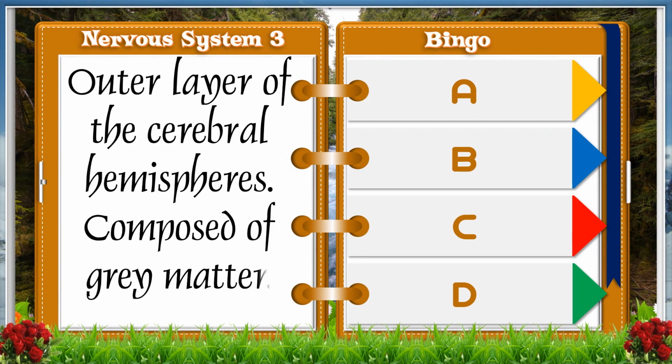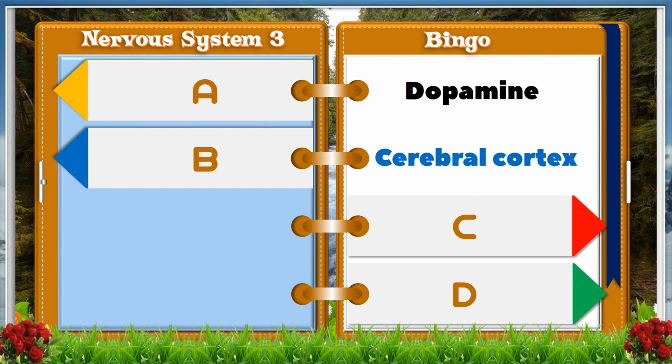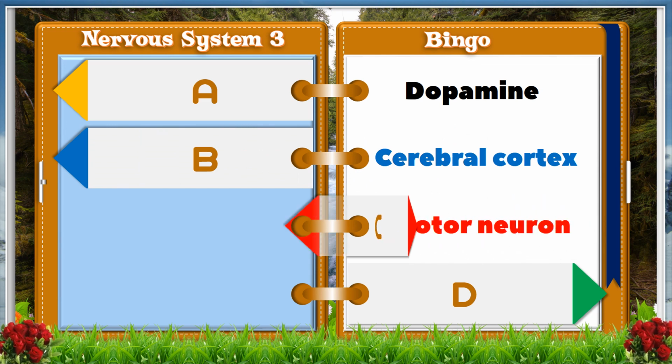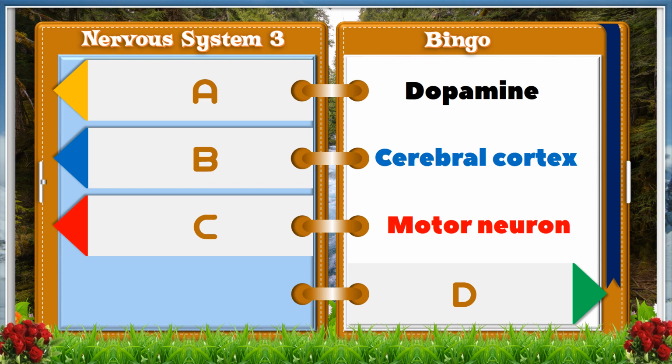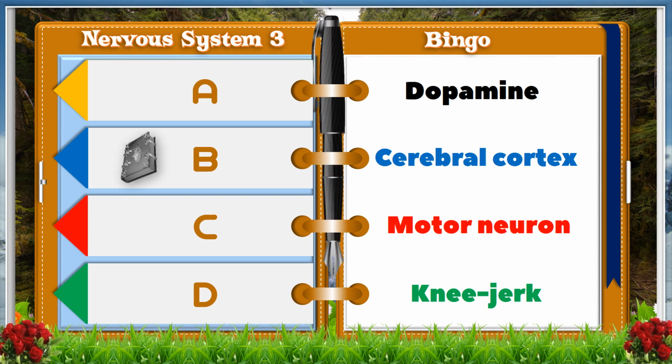Outer layer of the cerebral hemisphere composed of gray matter. A. Dopamine. B. Cerebral cortex. C. Motor neuron. D. Knee jerk. And the answer is B. Cerebral cortex.